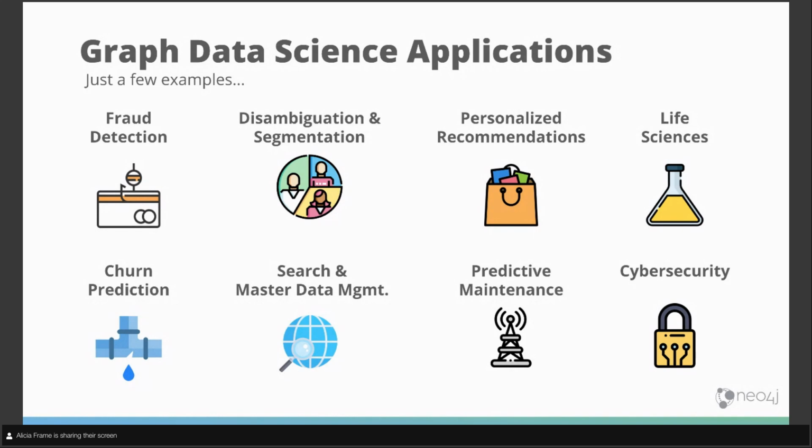In disambiguation, what we're really talking about is I want to find the unique users. So I have multiple people with identifiers. Maybe they don't have accounts. I want to figure out who's actually a unique viewer. And you can use graph data science for that. Personalized recommendations is quite similar to the segmentation example. We'll spend a lot of time talking about life sciences today, so I'm not going to get into it.